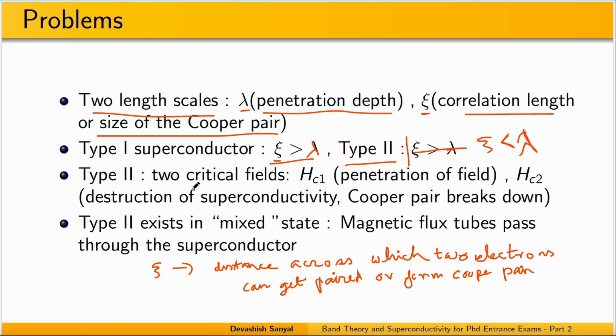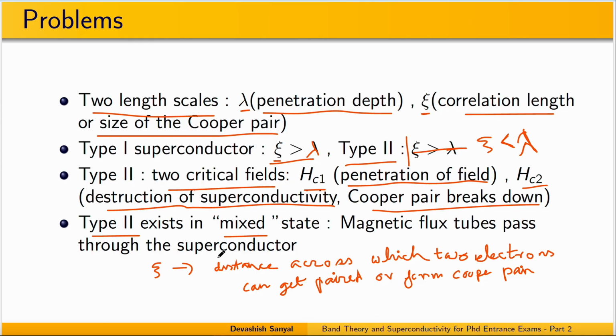So in type 2, there are two critical fields. Hc1, which determines the penetration of field inside the superconductor, and Hc2, which determines the destruction of superconductivity. That is, the Cooper pair breaks down, and once the Cooper pair breaks down, there is destruction of superconductivity. So type 2 superconductor exists in what is called a mixed state. What is a mixed state? Mixed state is when magnetic flux tubes pass through the superconductor.